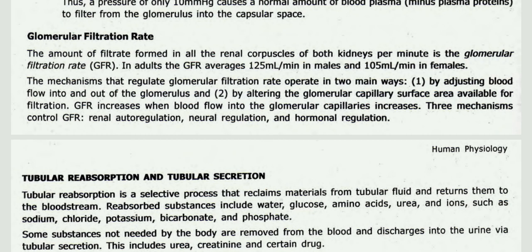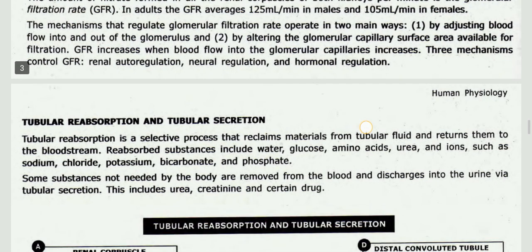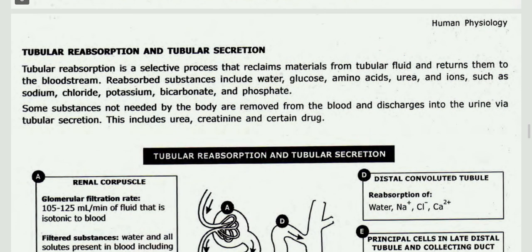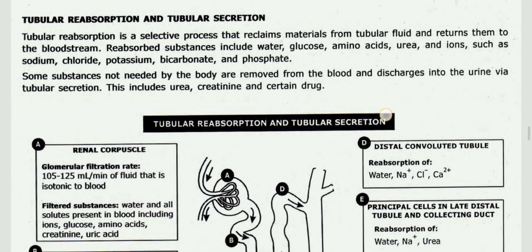Three mechanisms control GFR: renal autoregulation, along with neural regulation, then hormonal regulation. Next, tubular reabsorption and tubular secretion. Tubular reabsorption is a selective process that reclaims materials from tubular fluid and returns them to the bloodstream. Reabsorbed substances include water, glucose, amino acids, urea, and ions such as sodium, chloride, potassium, bicarbonate, and phosphate. Some substances not needed by the body are removed from the blood and discharged into the urine via tubular secretion. This includes urea, creatinine, and certain drugs.